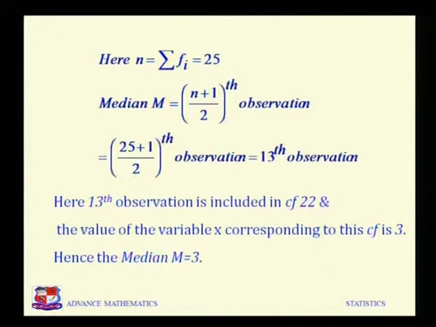Here N is equal to sigma fi. जैसा कि मैंने अभी बोला कि N total number of observations, total number of frequencies है, यहाँ पे वो fi, that is sigma fi, total of fi. Sigma means summation, सभी fi, जितनी भी frequency है उन सबका total, that is 25.